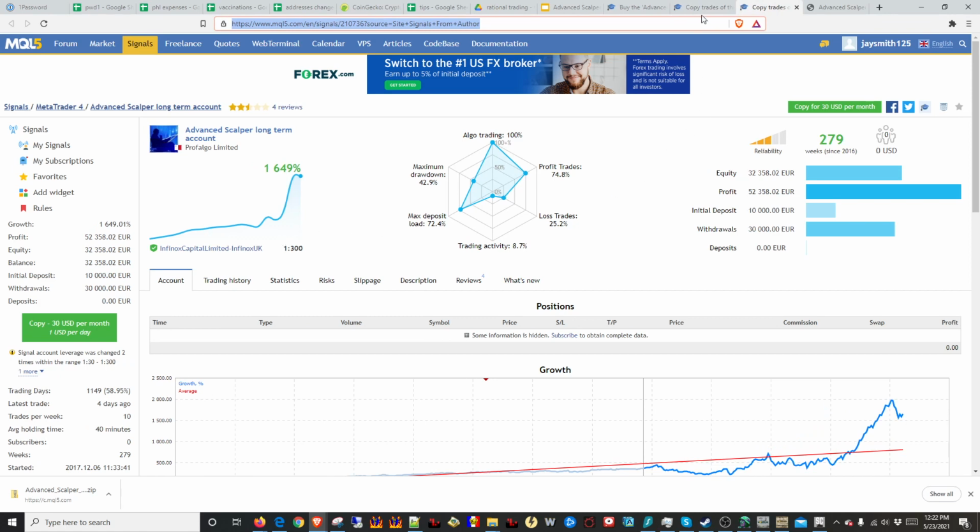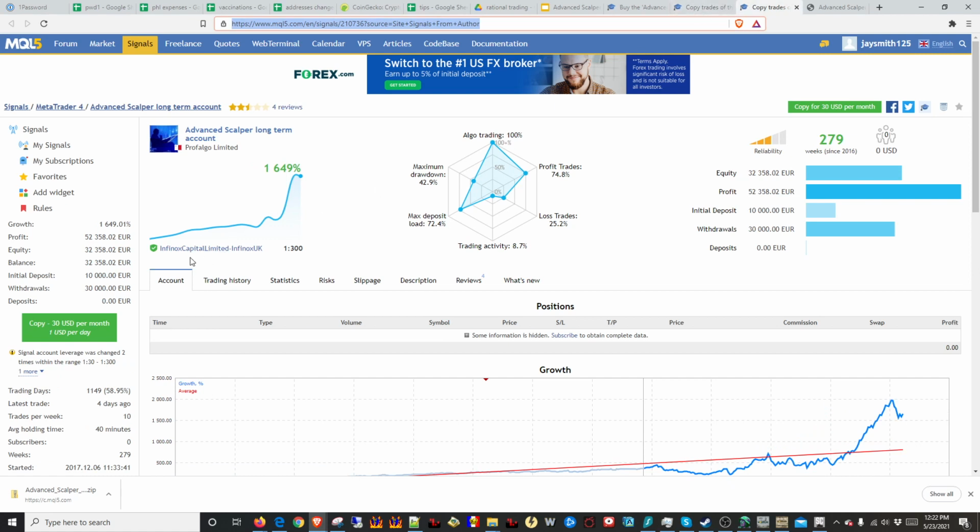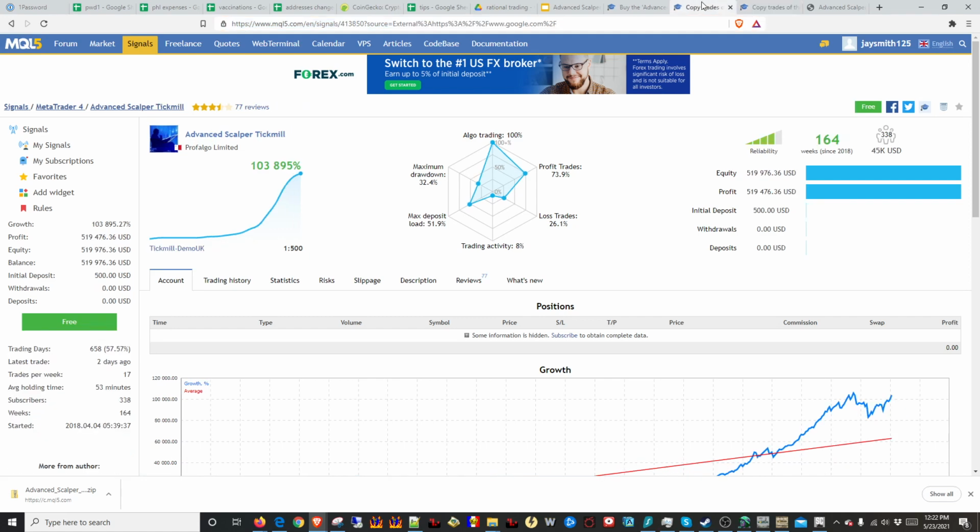What we can probably assume here is that on a demo, first thing is Paul mentioned that he knows that Tickmill broker has a reputation for having very different demo prices than they have on live accounts. So that's the first thing. So demo prices on Tickmill don't match live prices on Tickmill. And you notice on his live account, he's trading on Infinox Capital, which I don't know much about. On his demo account, he's trading on Tickmill Demo.